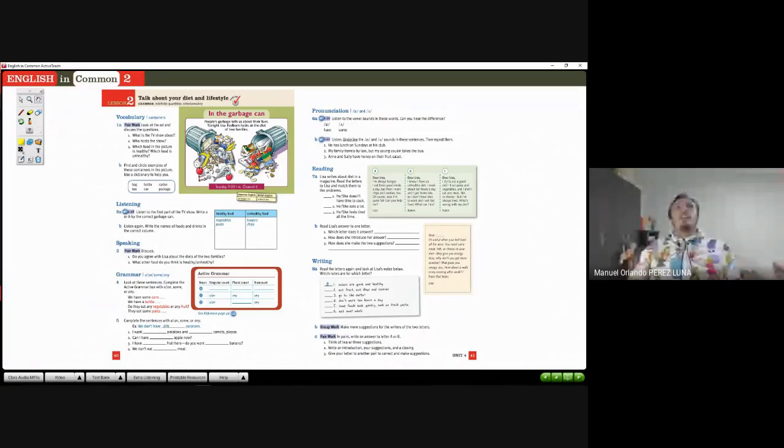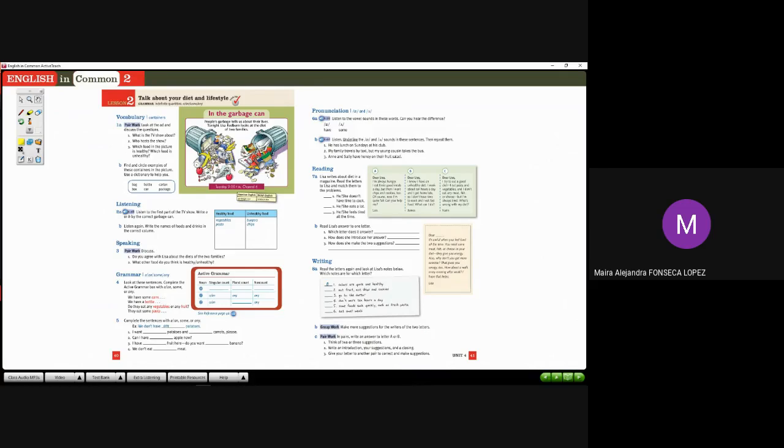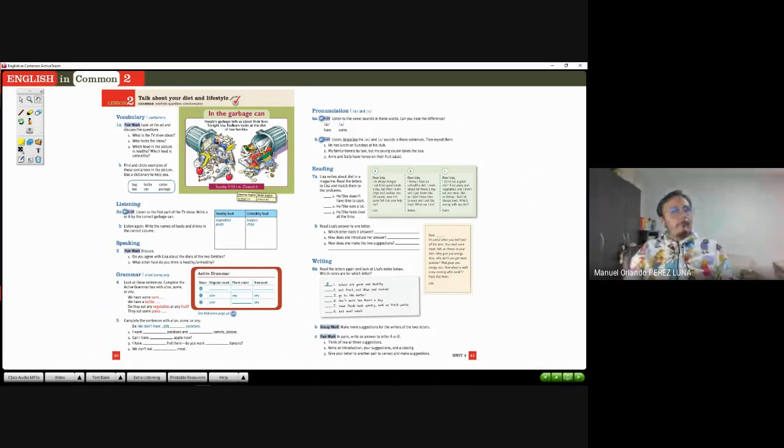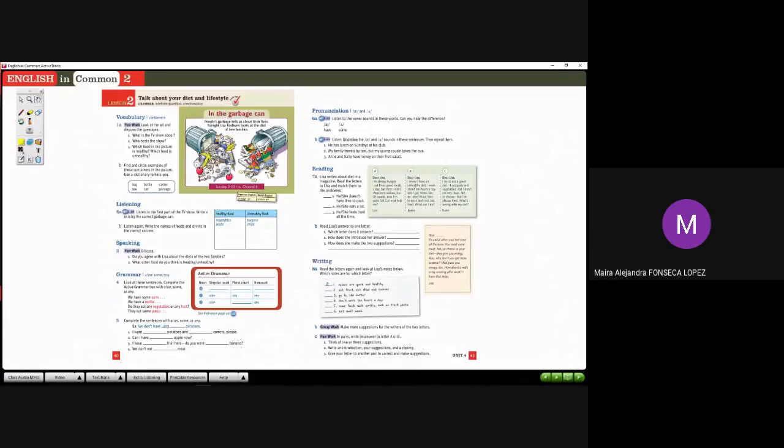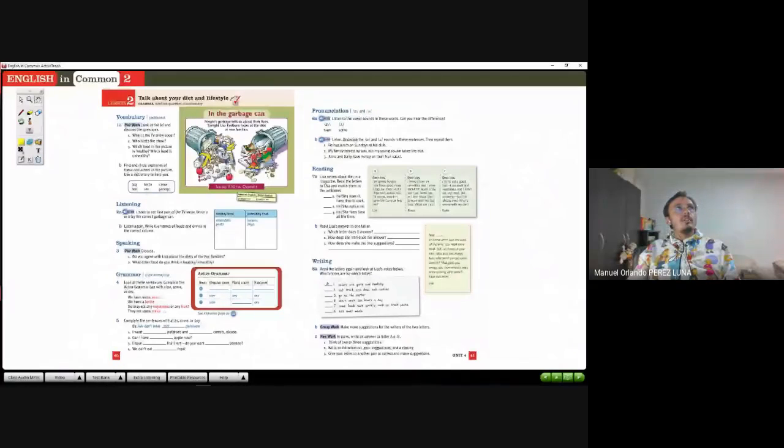Who can tell me? Is this healthy food? Yes or no? Yes. The first picture, the one that I'm showing, the one that I'm circling, is this healthy food? Yes, that is healthy food. Okay. And this is the second one. It is unhealthy food. So we're gonna discuss about these items.